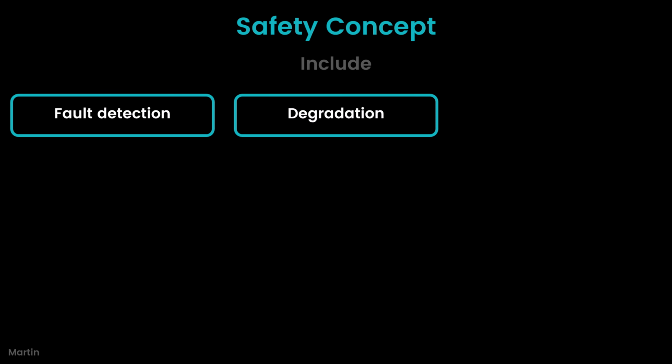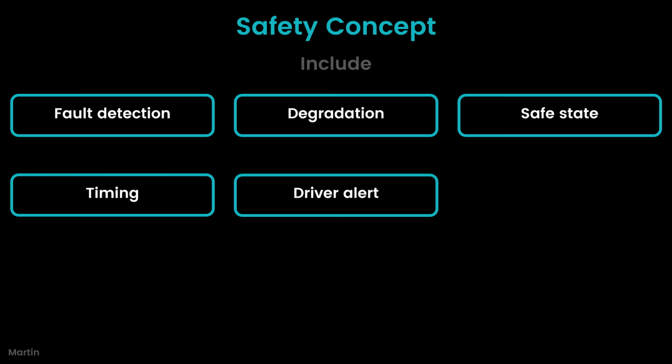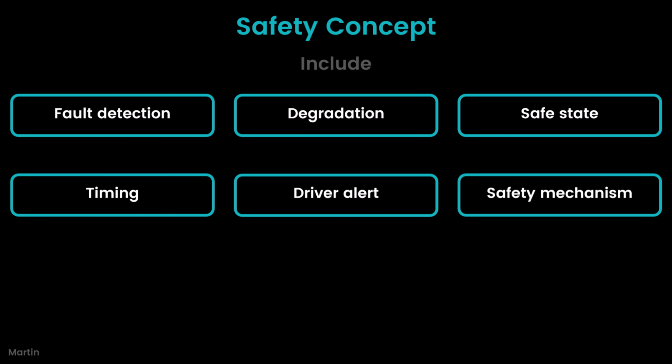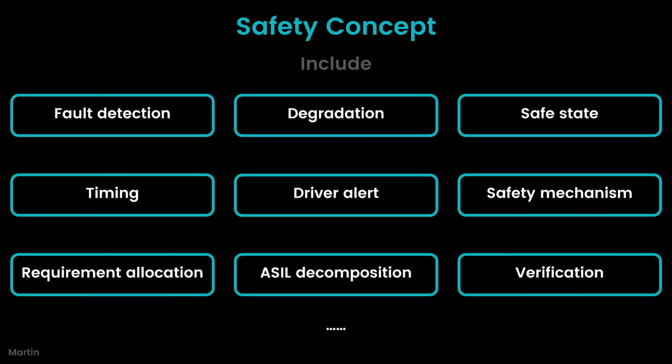The safety concept should include at least the following key elements to ensure a comprehensive and compliant safety design. It defines fault detection strategies to identify potential failures and degradation mechanisms to maintain limited functionality under fault conditions. A clearly defined safe state specifies how the system behaves to prevent hazards when faults occur. Timing requirements ensure safety functions respond within acceptable time limits, while driver alerts communicate warnings or required actions to the user. The concept also details safety mechanisms, both hardware and software, that achieve or support fault tolerance. Furthermore, it includes requirement allocation across system, hardware, and software levels, ASIL decomposition to distribute safety integrity levels appropriately, and a defined verification method to confirm that each safety requirement is correctly implemented and validated throughout the development process.